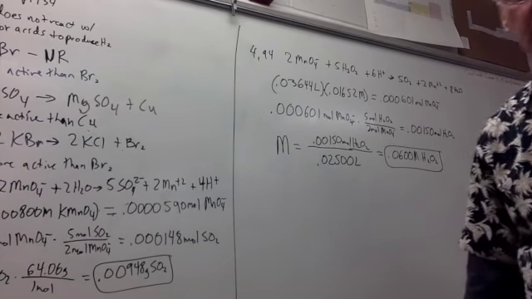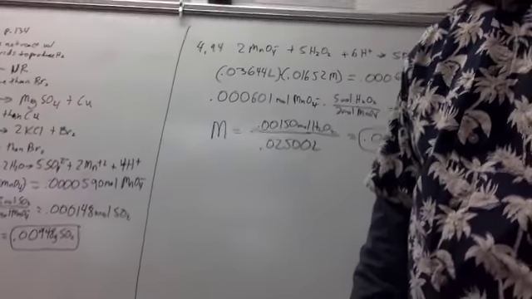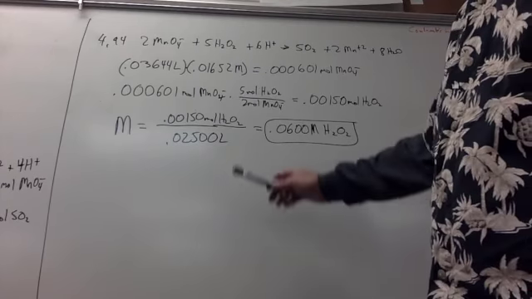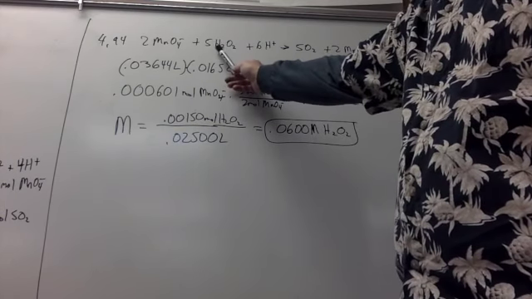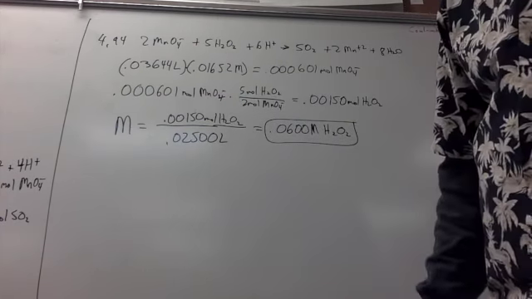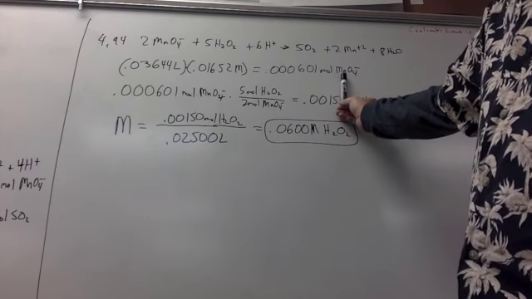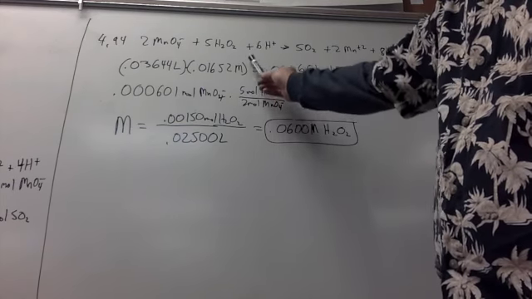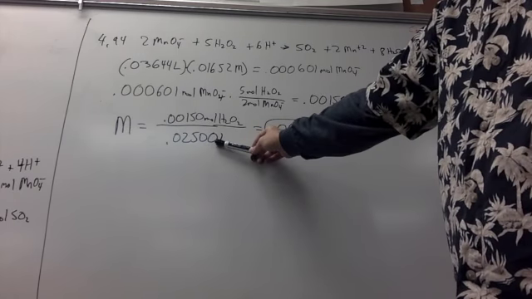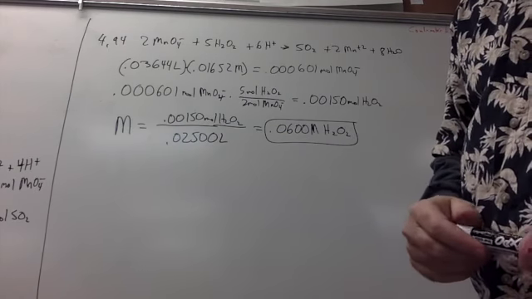Okay, 4.94. Permanganate and hydrogen peroxide reacting in a 2 to 5 ratio. Here we have the liters times the molarity gets us the moles of MnO4 minus, times 5 over 2 gets us the moles of hydrogen peroxide, then dividing by the liters, 25 milliliters, 0.025 liters, gets us 0.06 molar for hydrogen peroxide.